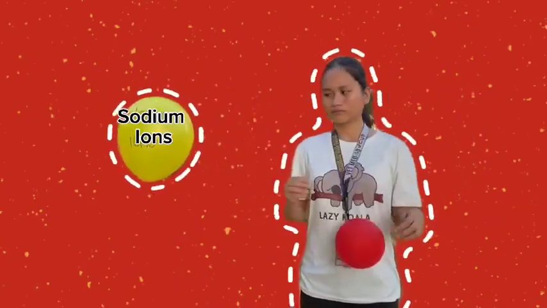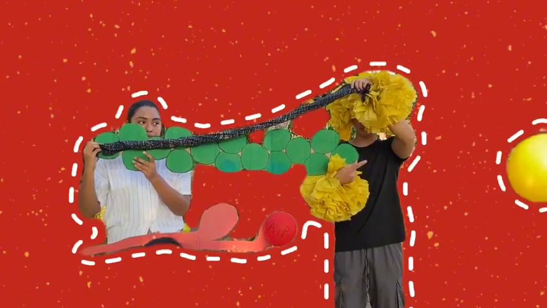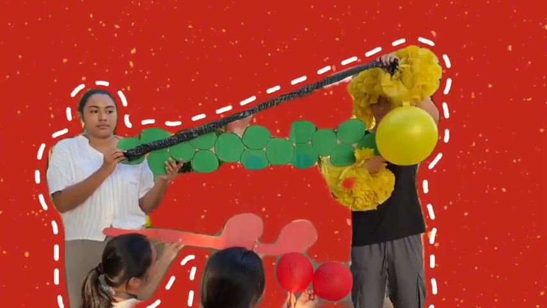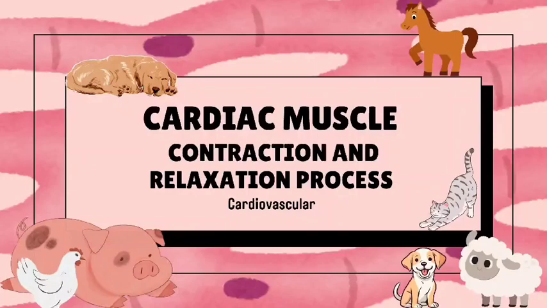As calcium levels decrease, troponin releases calcium, allowing the tropomyosin complex to return to its original position and block the actin binding sites once again, ending the contraction and enabling the muscle to relax.